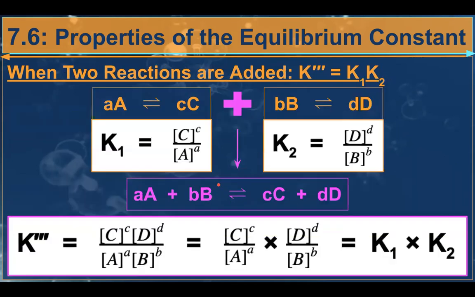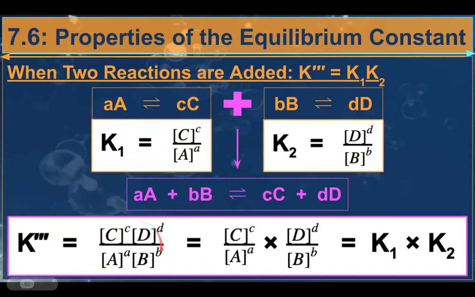Now for the last one here. Let's say that we have two reactions: A yields C and B yields D. We want to add them together to get this. For this small reaction, K1 is equal to C to the power of c over A to the power of a, so product over reactant. And over here, B yields D, so product over reactant again. So we add them together. This is what we end up with.